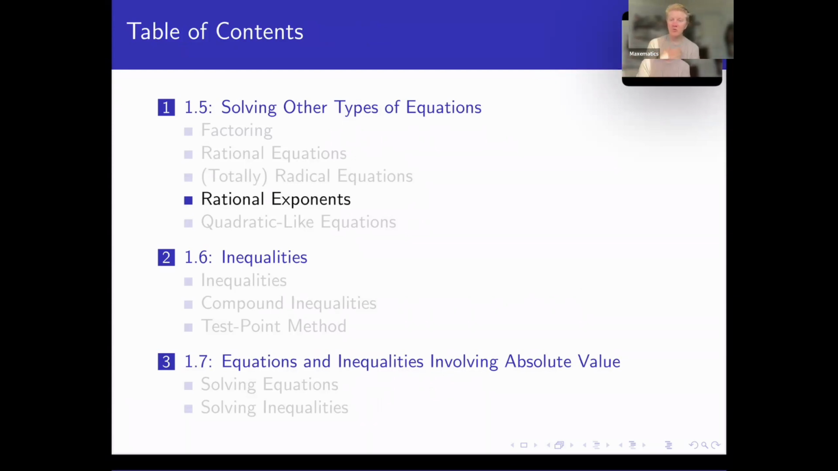Okay, so let's talk about rational exponents. Now, rational exponents are just fraction exponents, right? Rational equations, fraction equations. Rational exponents was the end of P6 where we had a fraction in our exponent.